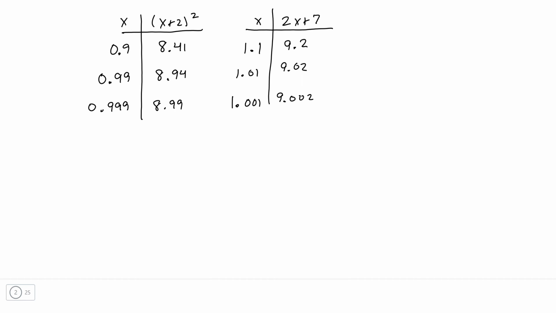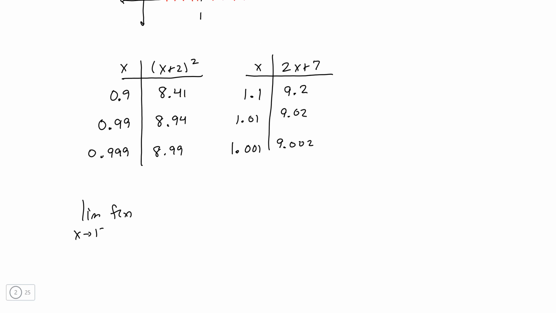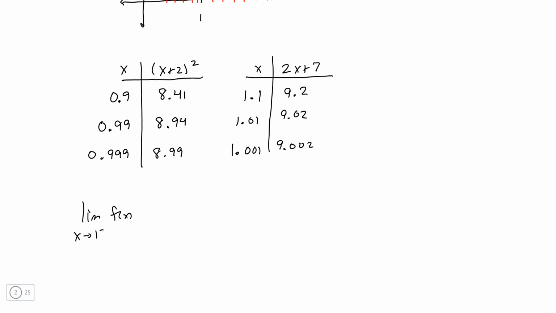Now, there's another way we can look at this. We could look at the limit as x comes from the left of f of x. And so in that case, this is the limit as x comes to 1 from the left. And now the function is (x plus 2) squared for that. And you saw in the flipped class video that this is a nice function at x equals 1, so this limit we can just plug in the value.